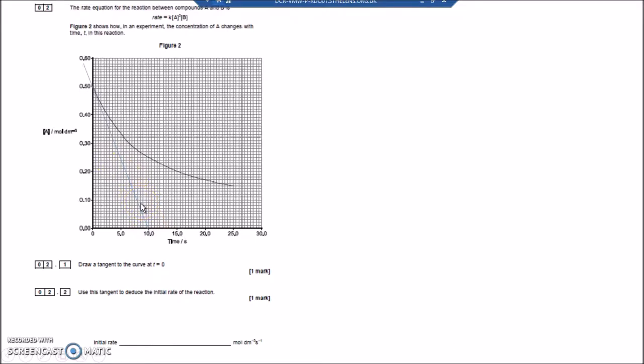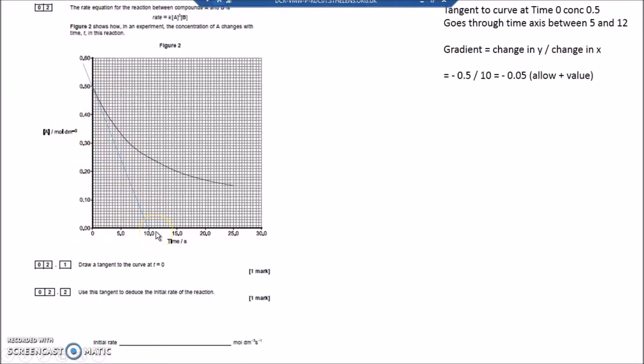Use the tangent to find the initial rate. So the initial rate is this rate here of the reaction. You do that by doing the gradient. So you measure the height, which is 0.5. You measure the width, which is 10. So your answer is 0.5 divided by 10.